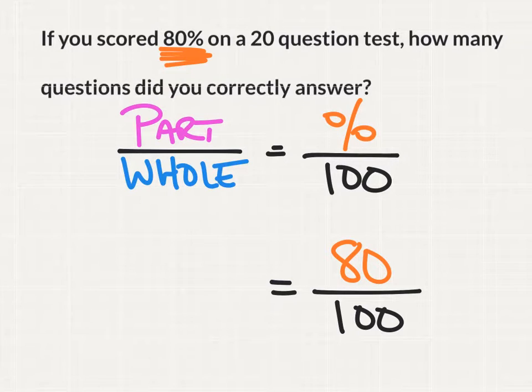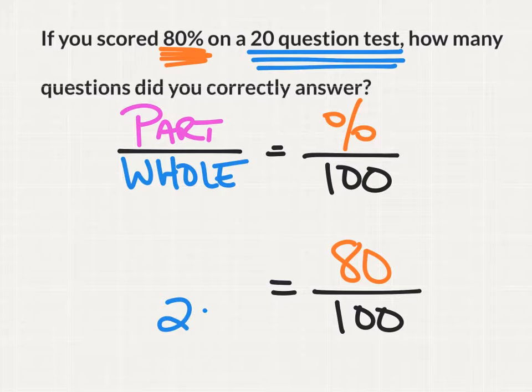If you scored 80% on a 20-question test, a 20-question test has how many questions on the entire test? Well, it has 20 questions. That's why it's called a 20-question test. The entire test, the whole test, had 20 questions. The 20 is my whole. So therefore, my part must be the unknown value.